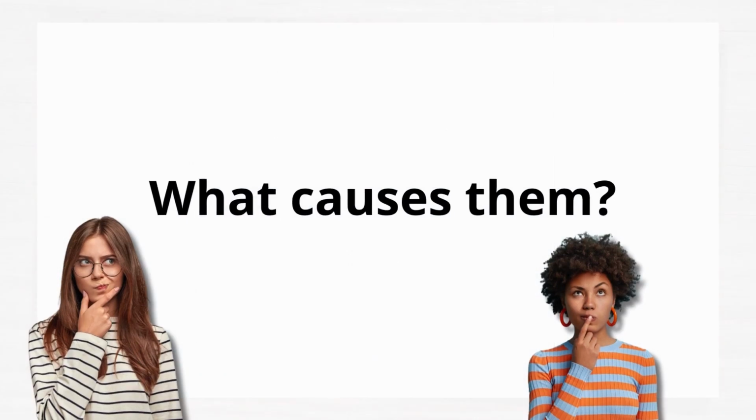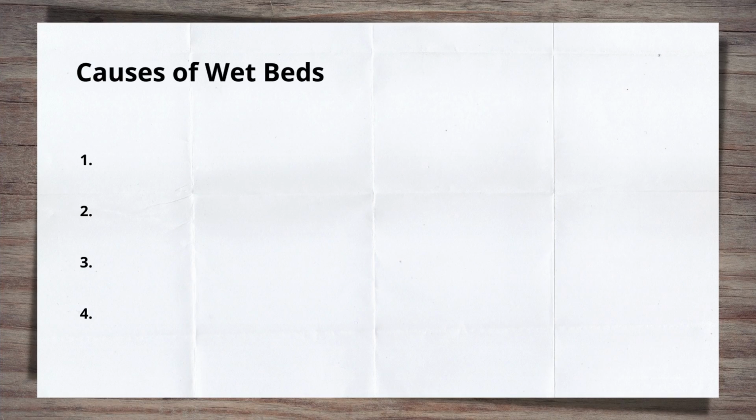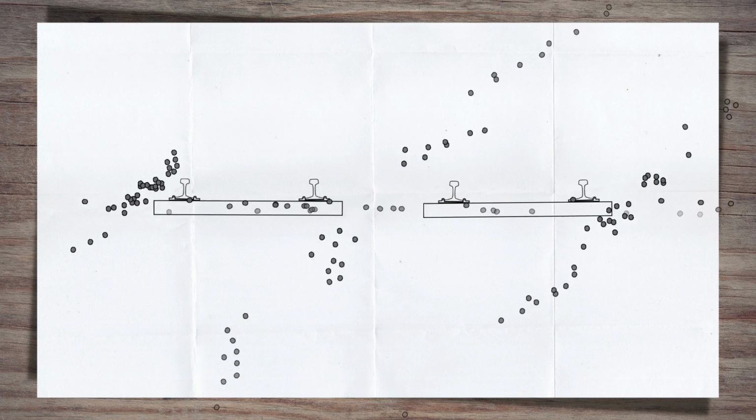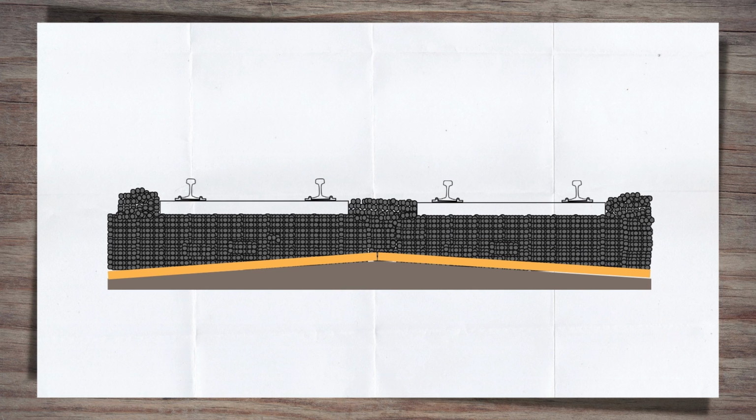So, what causes wet beds to form in the track? There are four main underlying causes that lead to wet beds, or wet spots as they're sometimes called, forming. They all centre around the track bed and below. Let's take this cross-section of a railway and label up some key parts of the area below the sleepers before we start looking at the causes.